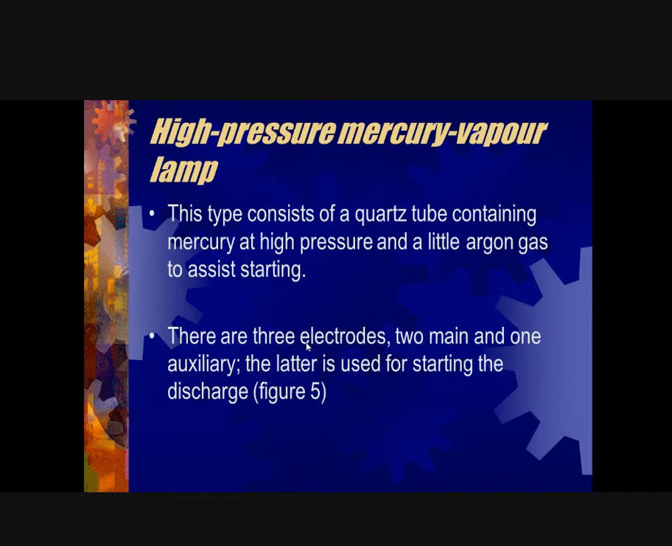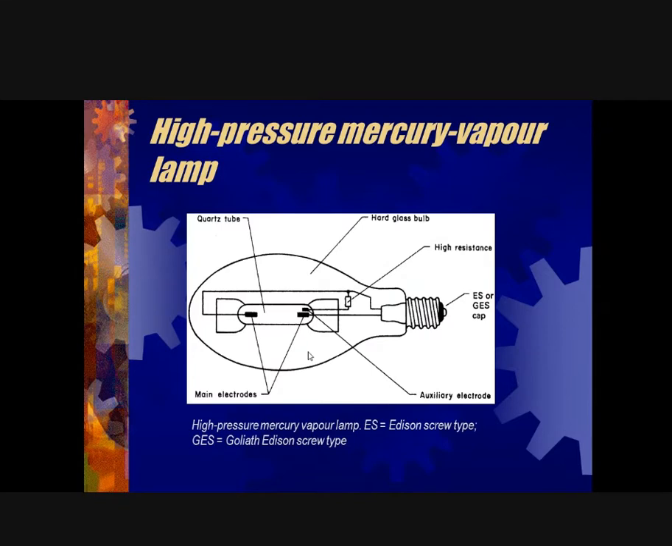So there are three electrodes, two of which are the main electrodes and one auxiliary, right? The auxiliary is usually used for starting, so it is the one that will ignite the argon gas, and then the other two main electrodes will take over, right? This is shown in the figure here. So figure 5 here is a high pressure sodium lamp.